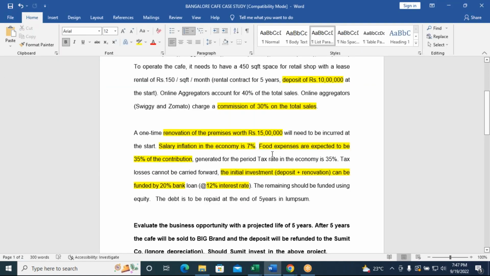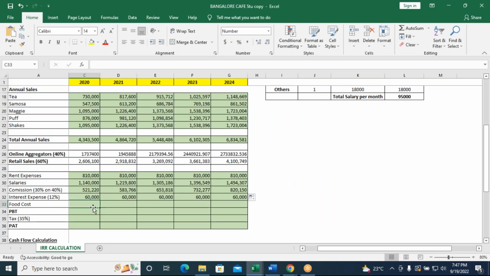So food cost, when we are calculating the food cost, here you can see in the question, food expenses are expected to be 35% of the contribution. Means whatever the contribution we are going to do, on that it will be 35%. Means here I have to select the total contribution. So contribution, what it is? It is equal to, on this total annual sales, 35%.